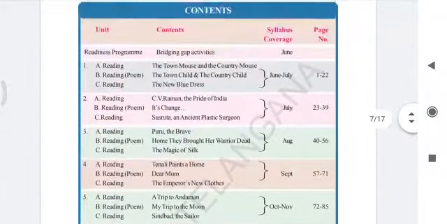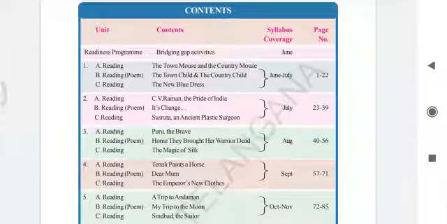So today we shall start with unit 1 as usual. Unit 1, reading A: The Town Mouse and the Country Mouse. It is a beautiful and entertaining story of two mice. Okay, so we shall move on to the text.